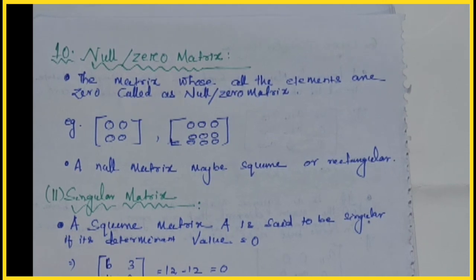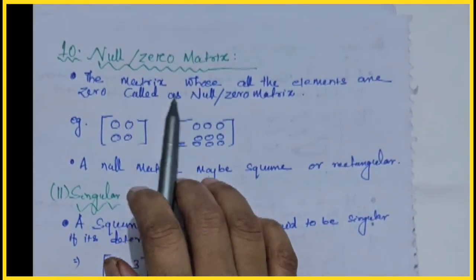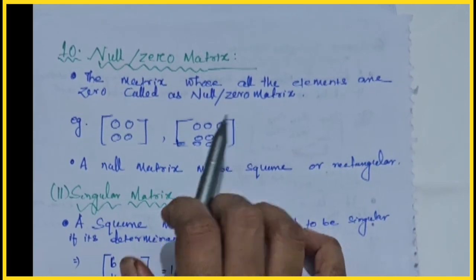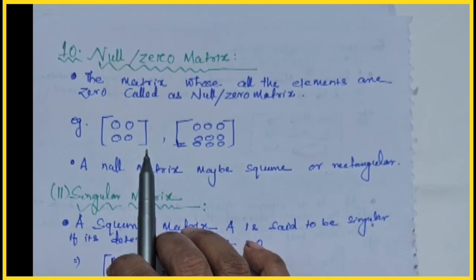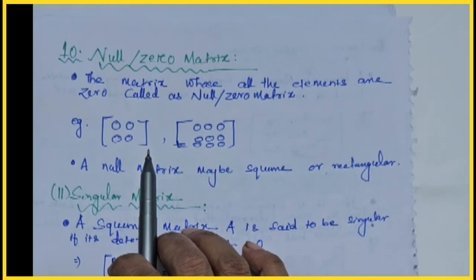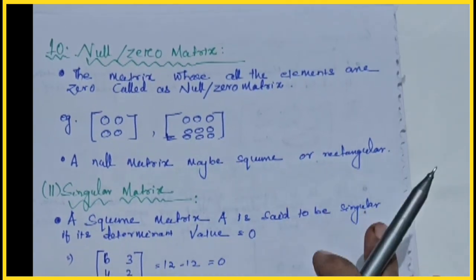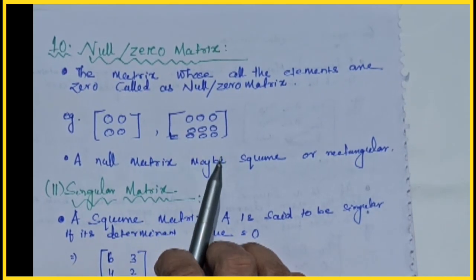Here the other matrix is a null matrix or zero matrix. In zero or null matrix, the matrix whose all the elements are 0 is called a null or zero matrix. It is either 2 cross 2 matrix or 3 cross 2 matrix, but all the elements, not above, not below the diagonal or diagonal, all the elements are 0. A null matrix may be square or rectangular. Null matrix square में हो सकता है और rectangular में भी हो सकता है.